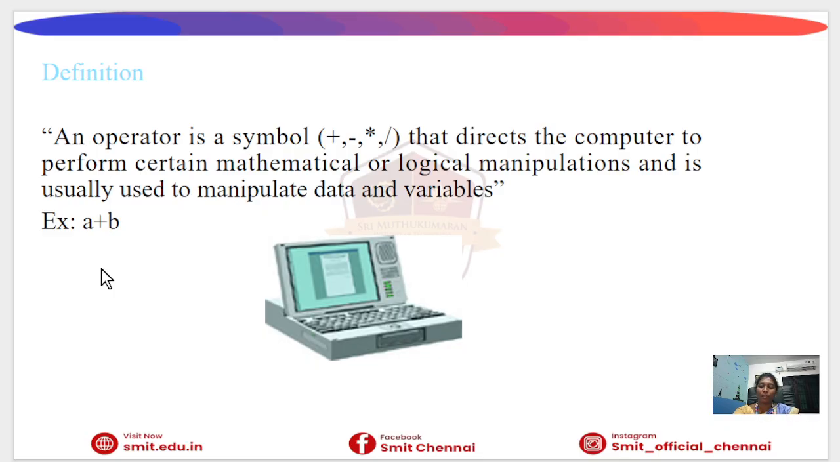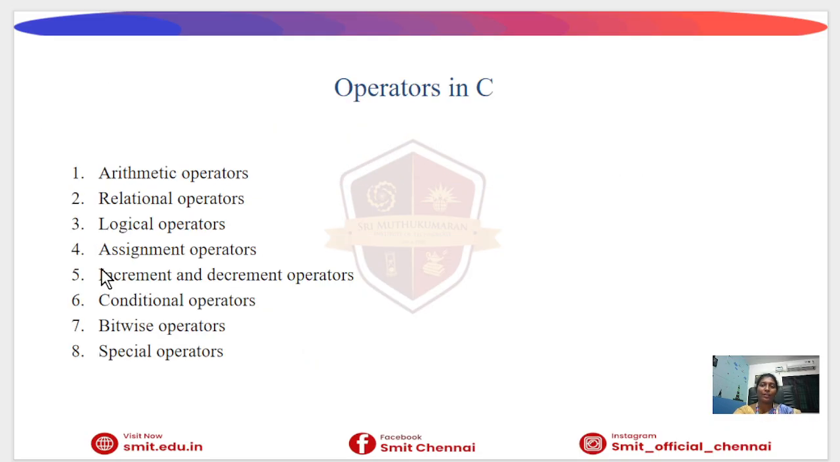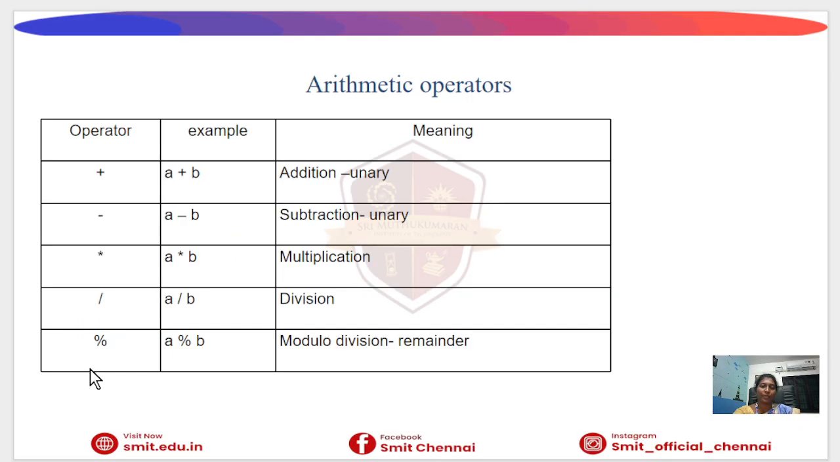Then what are the types of operators in C? In C, operators are divided into different types. They are arithmetic operators, relational operators, logical operators, assignment operators, increment and decrement operators, conditional operators, bitwise operators, and special operators. Now we will see each one by one.